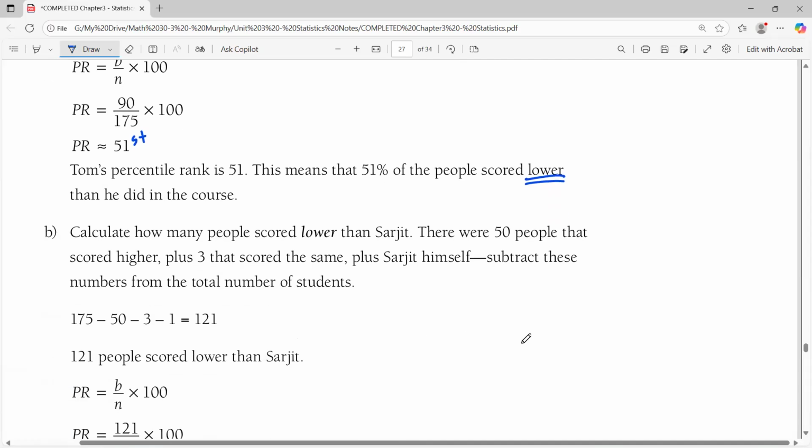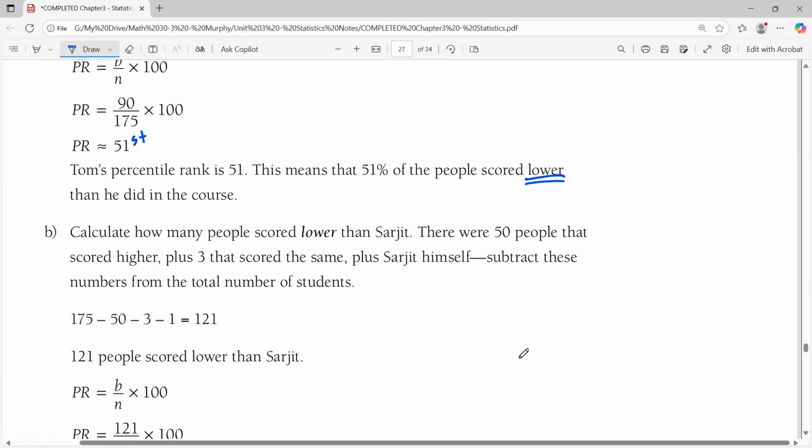B, if 50 of the students scored higher than Sarjeet and 3 people got the same score as him, what was his percentile rank? So for B, calculate how many people scored lower. So there were 50 people that scored higher, plus 3 that scored the same, plus Sarjeet himself. Subtract these numbers from the total number of students.